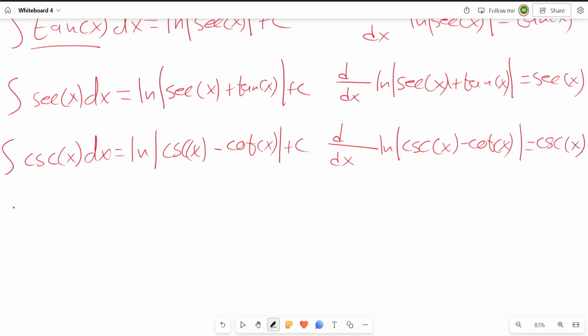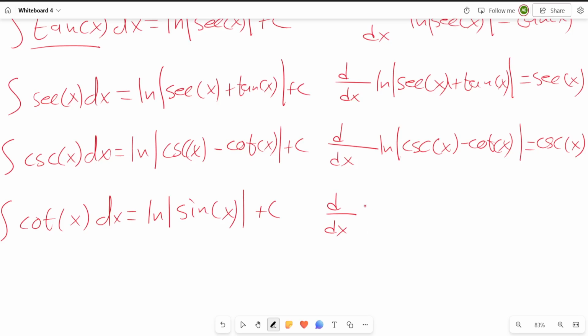Okay, now integrating cotangent of x with respect to dx is going to equal ln of sine of x plus c. That means when I differentiate ln of sine of x with respect to dx, this is going to give me back cotangent of x. Okay, this is super important.